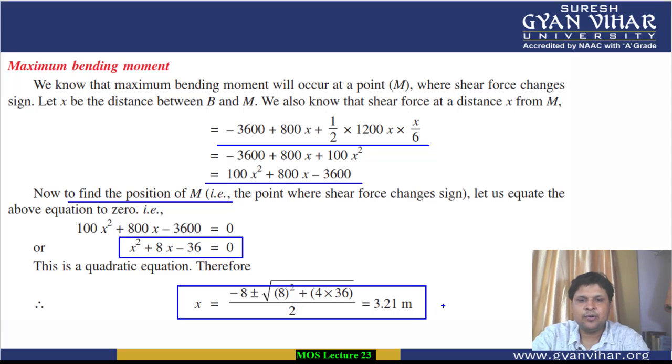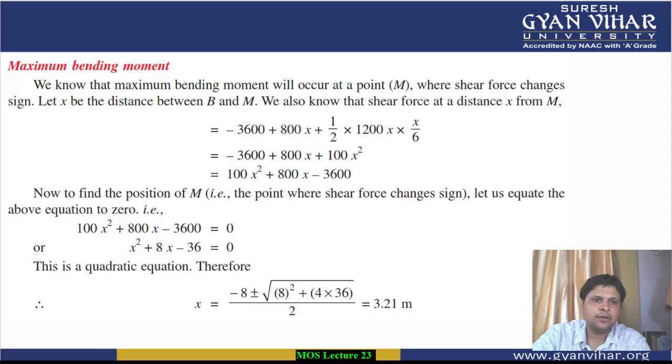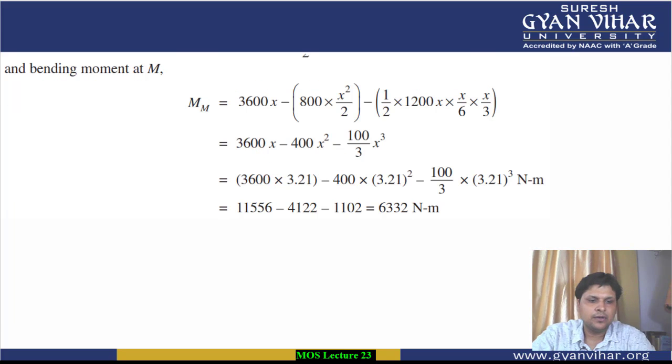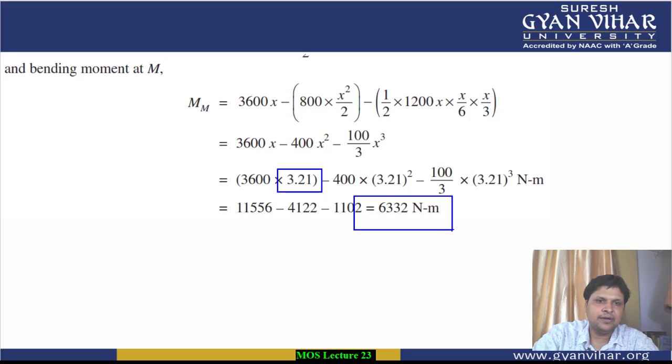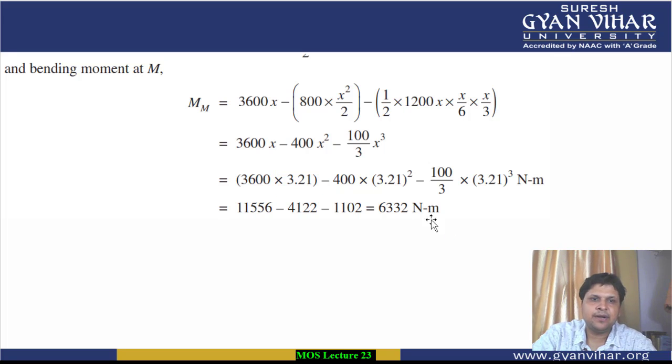Now this 3.21, if we put this value of x in the bending moment equation, we will get the value of maximum bending moment. So 6.6332 Newton meter is the bending moment at M.